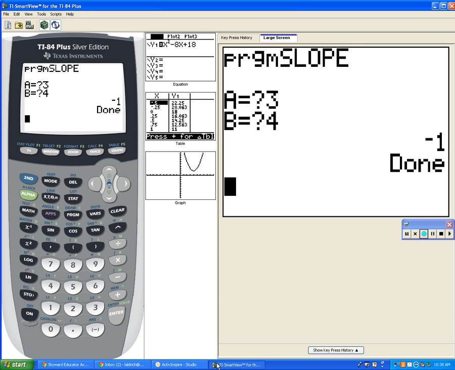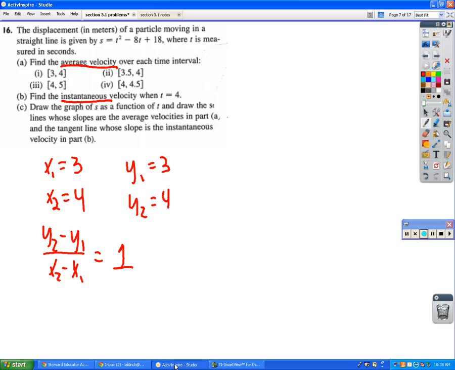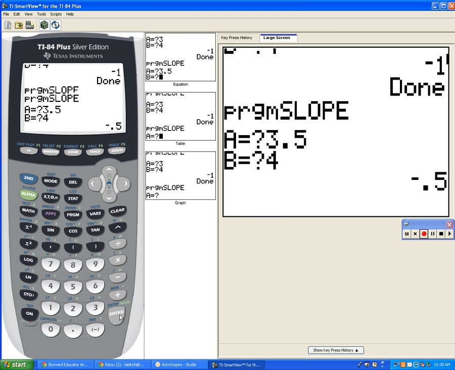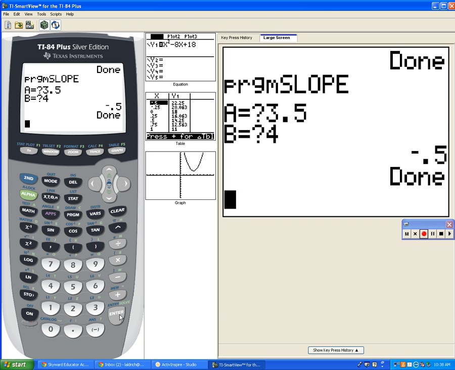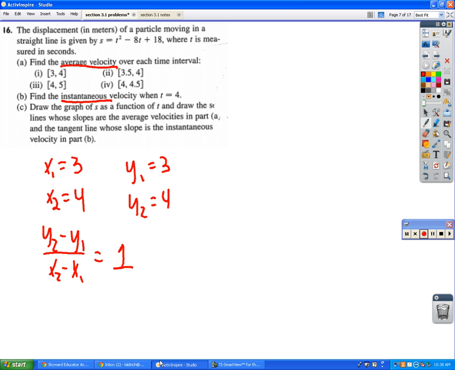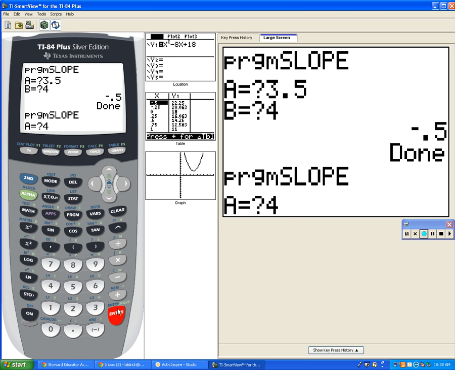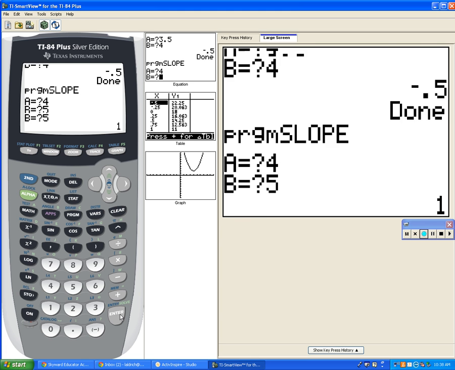Okay, then for the next one, we'll just run this program again. We want 3.5 and 4 this time, and you get negative 0.5. Then the next one, so this was negative 1, and this is negative 1/2. Then if we do 4 and 5, you get 1.